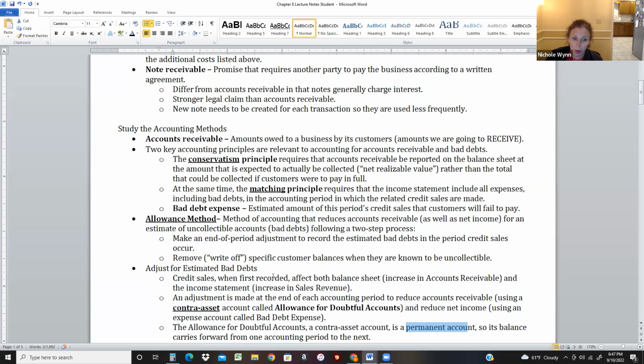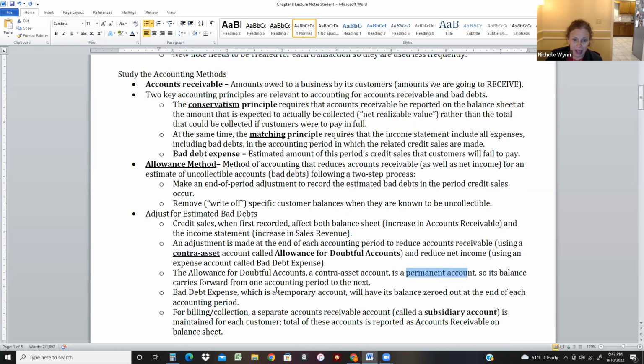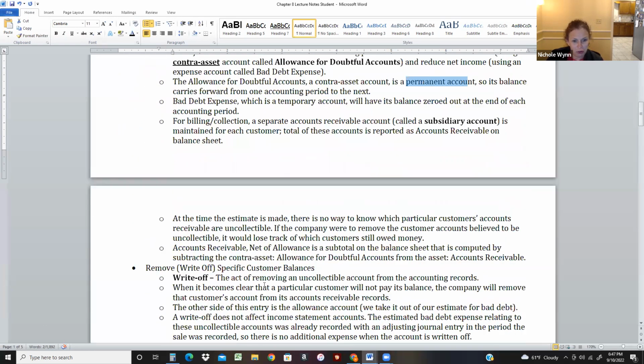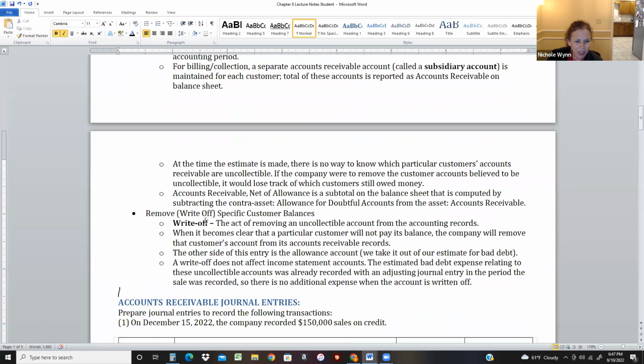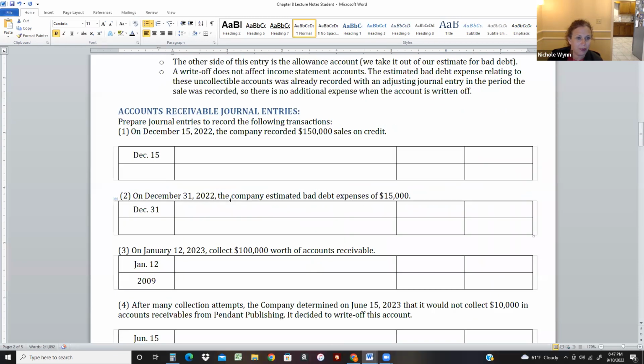We will write off customers through the allowance method, and I'll show you how to do that on the next page. Our write-offs occur by basically eliminating the customer. When you eliminate the customer, we'll see those journal entries. So on December 15th, 2022, the company recorded 150 sales on credit. On credit means on account, and it means we're going to receive the money some other day.